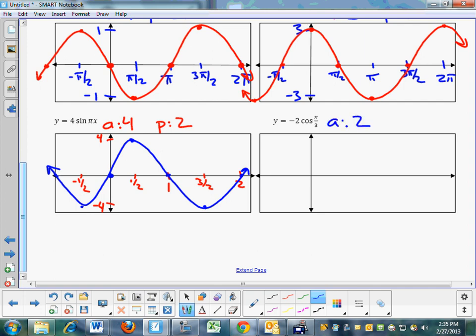Amplitude. Top is 2. Bottom is? Period. 6 pi. Good. Divide up into 4 pieces. Halfway is 3 pi. What's this one right here? 3 pi over 2. What's this one right here? 3 pi over 2 plus 3 pi, or 6 pi over 2, is 9 pi over 2.